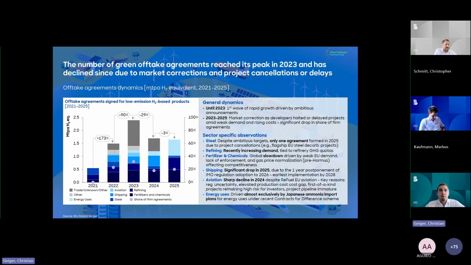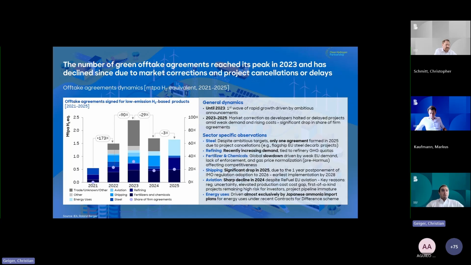But it's worth noting that this is strongly driven by Japan, actually, under the contracts for difference for green ammonia based on H2, with green ammonia being used for coal-fired plants. That really pushed the market and offtake agreements in 25. This is dominated by 2 major offtake agreements coming out of Japan, which constitute the large share for energy uses that you can see in the bar chart for 2025.